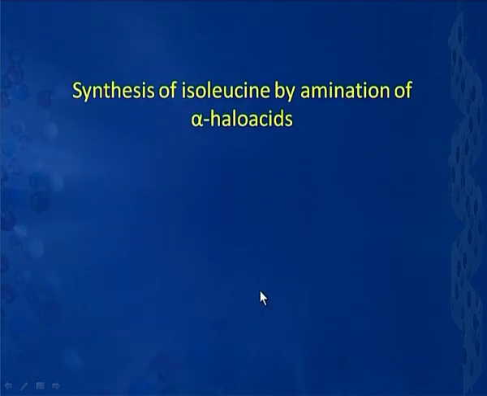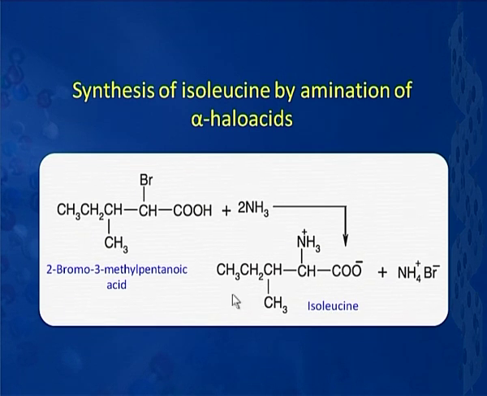Now, let us take an example and see how I get an alpha amino acid by using this method, amination of halo acids. The example here is that I take a starting compound to be 2-bromo 3-methyl pentanoic acid. Essentially, I have an acid group there, and on my alpha position I have a halogen. I treat it with excess of ammonia and I get the following product, which happens to be isoleucine. This is a very simple reaction to perform.